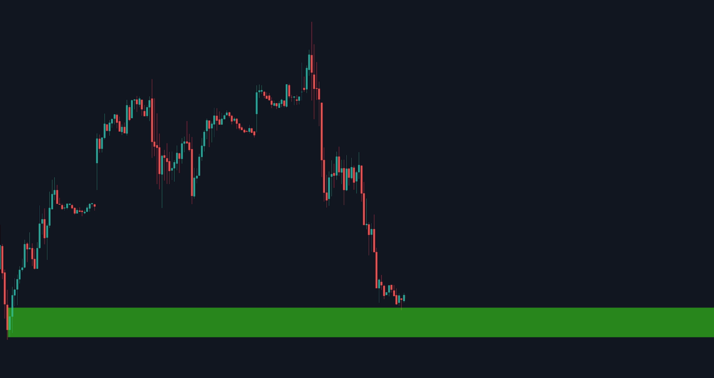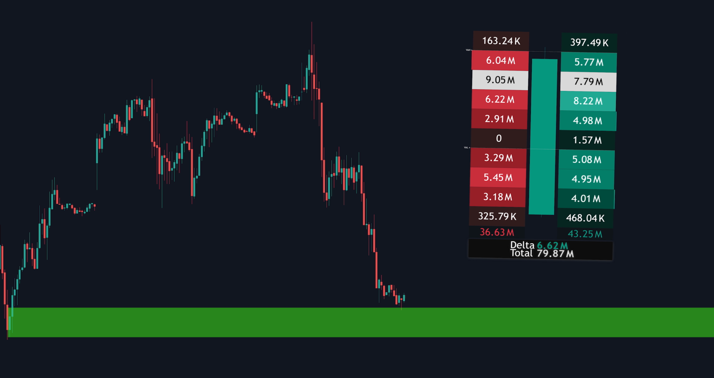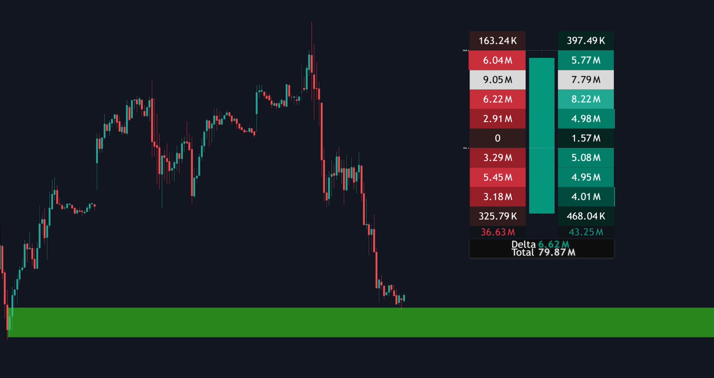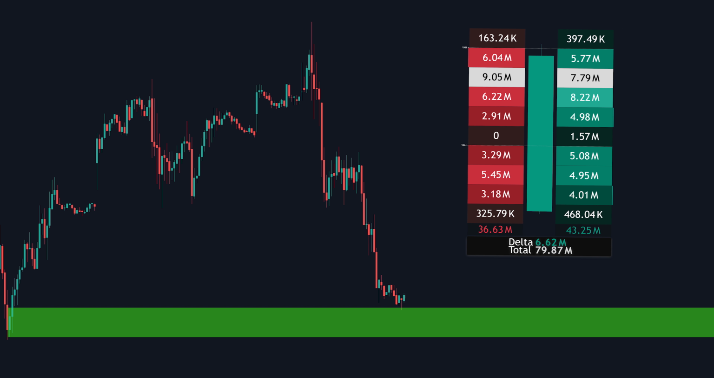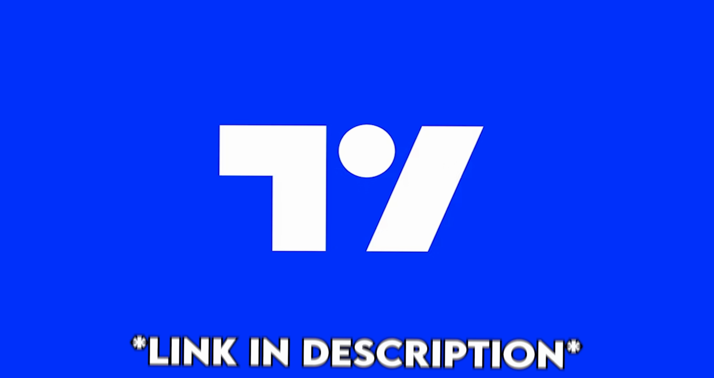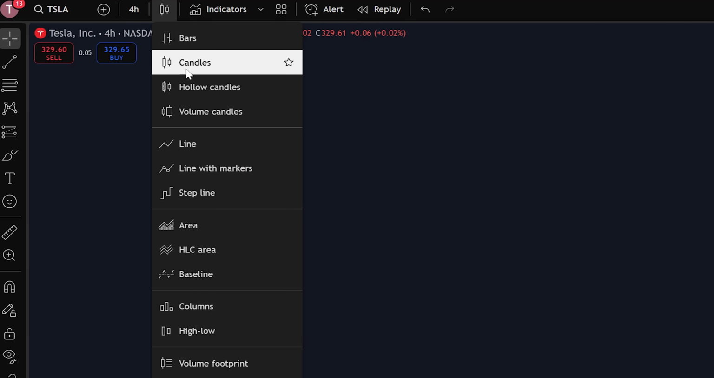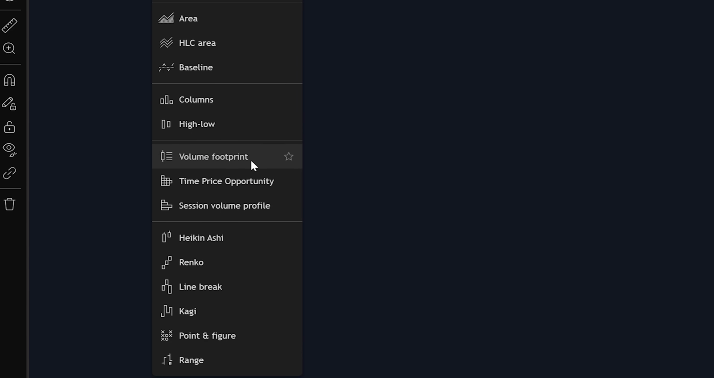Now, instead of entering as soon as price enters our demand zone and just guessing that it'll go up, we are going to use the volume footprint to read the room and see what buyers and sellers are thinking while in this zone, to see if it'll even respect it or not. To do this, go to TradingView. If you don't yet have it, I'll leave a link in my description. Go to the top here, select the candle icon, then scroll to the bottom till you see the volume footprint.